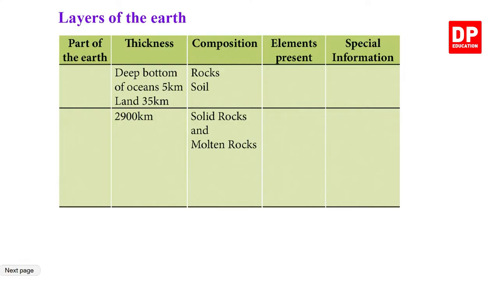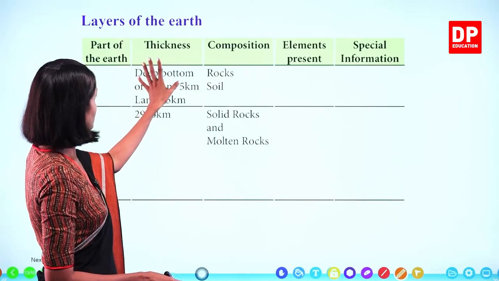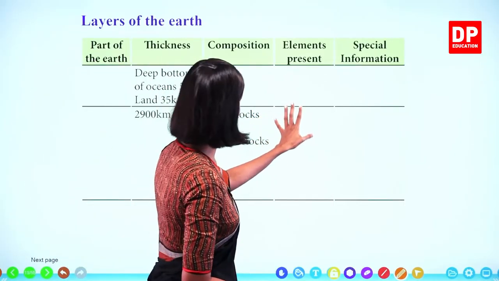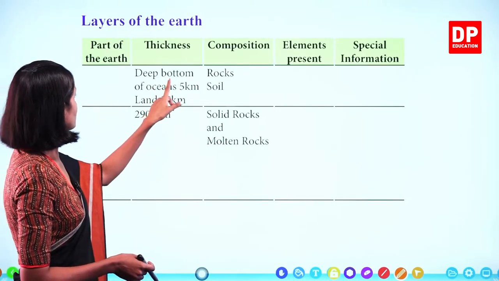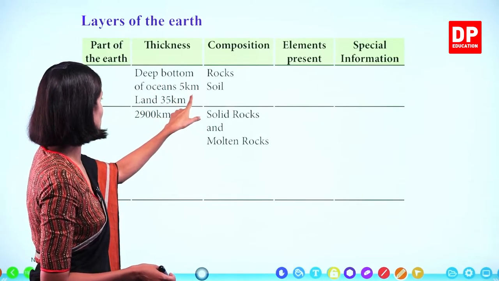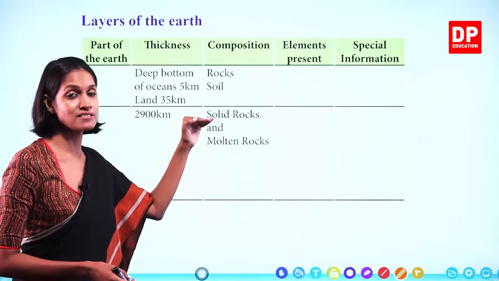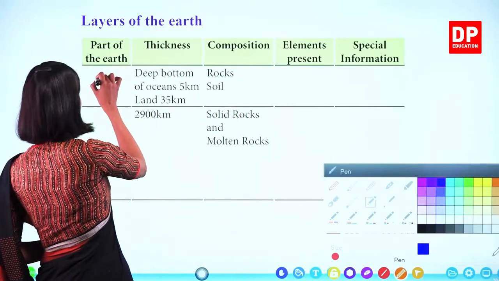Right, so layers of the earth. Now this is a summary of what we have learned. So we have to fill in the blanks, okay? So part of the earth, here a blank. Thickness given, composition given, right? So you have to write the elements present and the special information, okay? Right, so look at the thickness. Thickness, deep bottom of oceans, 5 kilometers. Land 35 kilometers. What is this layer, children? That is the outermost layer. Its name is crust.